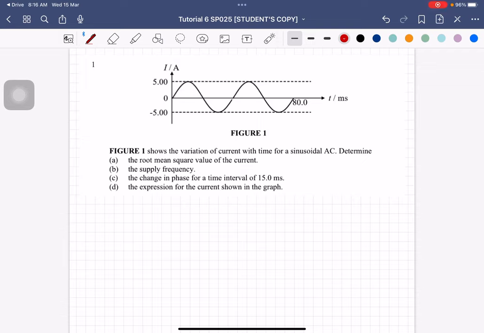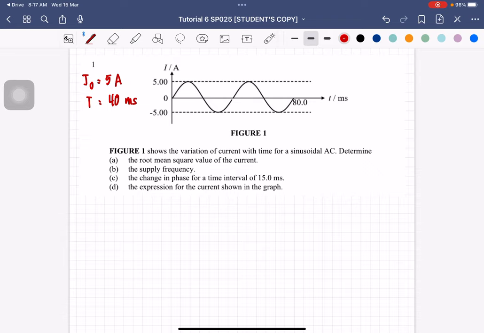So since there are two axes, you will be able to get two pieces of information. All right. From the y-axis, which is the current, we will get the value of the peak current. So that is I naught, 5 ampere. And for the x-axis, this is the time axis, so we can get the period, which is going to be 40 milliseconds, right?